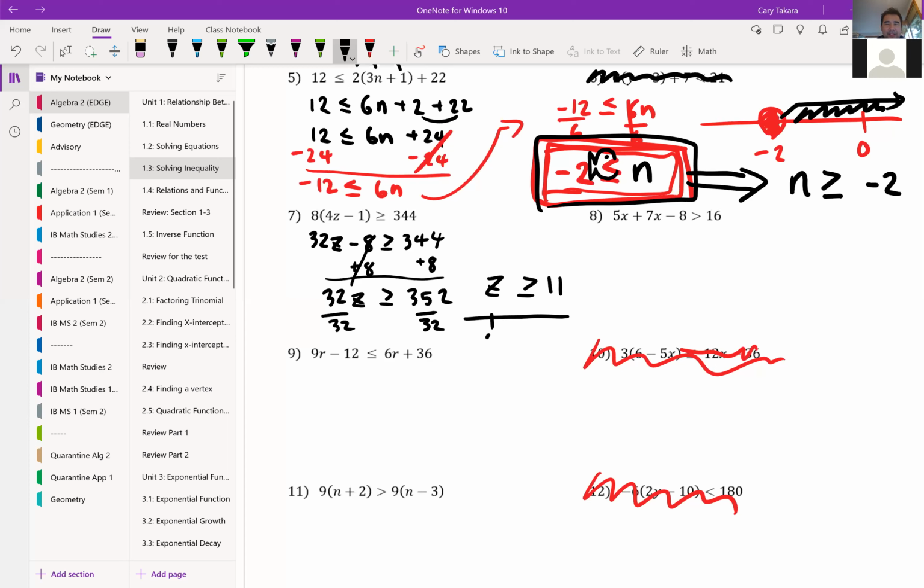And it is going to be closed circle because there is the equal sign. And then the arrow is pointing to the right. It's greater than 11. So you shade to the right, okay?